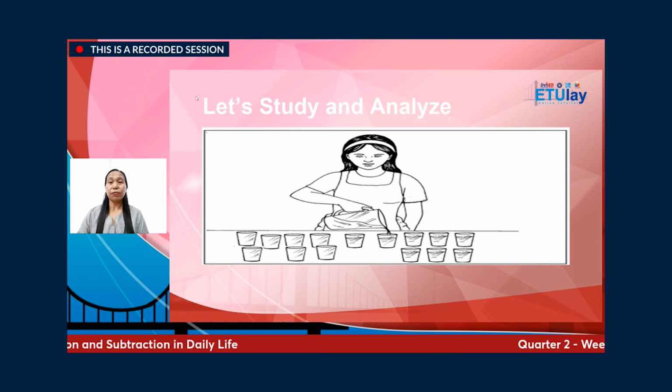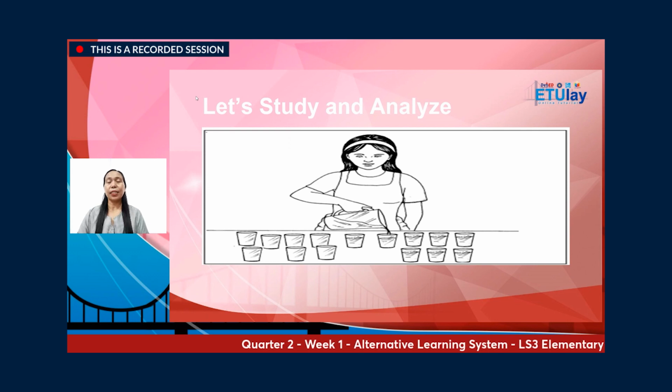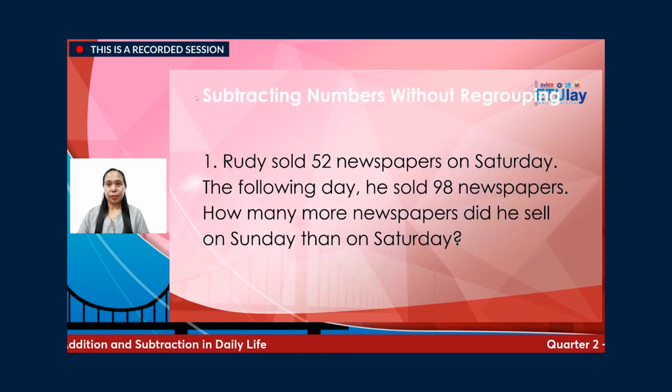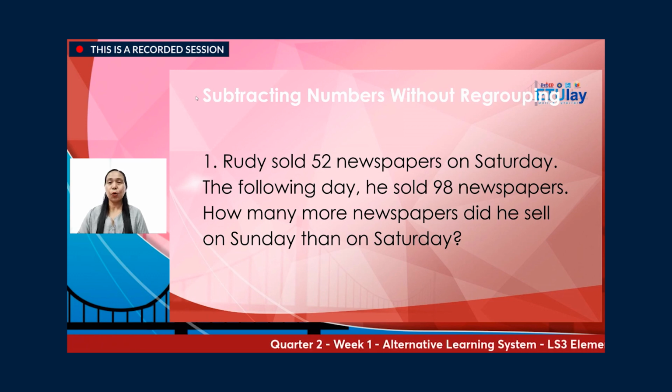This time we have, all in all, 15 glasses. And the filled glasses are 8. So the remaining unfilled glasses is 7. Okay, let's try this. Subtracting numbers without regrouping.